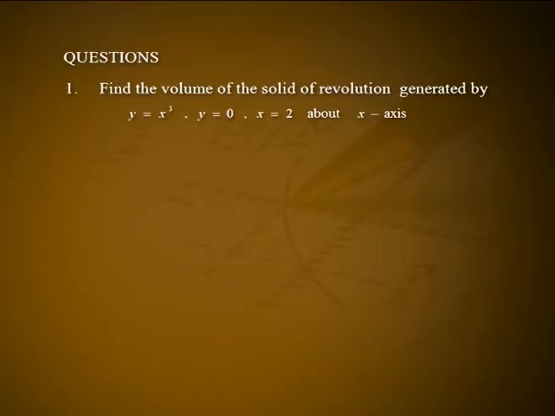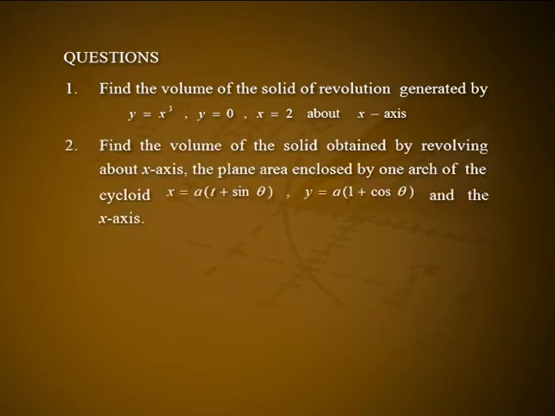Now, you may attempt the following questions. First one, find the volume of the solid of revolution generated by y = x³, y = 0, x = 2 about the x axis. Second one, find the volume of the solid obtained by revolving about the x axis the plane area enclosed by one arc of the cycloid x = a(θ + sin θ), y = a(1 + cos θ) and the x axis.